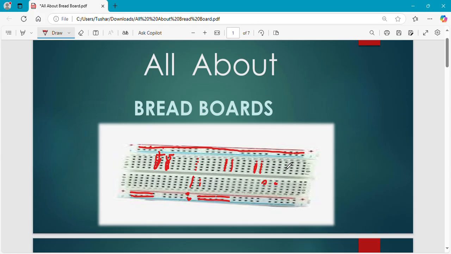If we talk about the connections of our circuit, we can use this breadboard. It is a prototype. We can use it very easily without soldering, and we can skip the soldering part. It is used for these purposes.